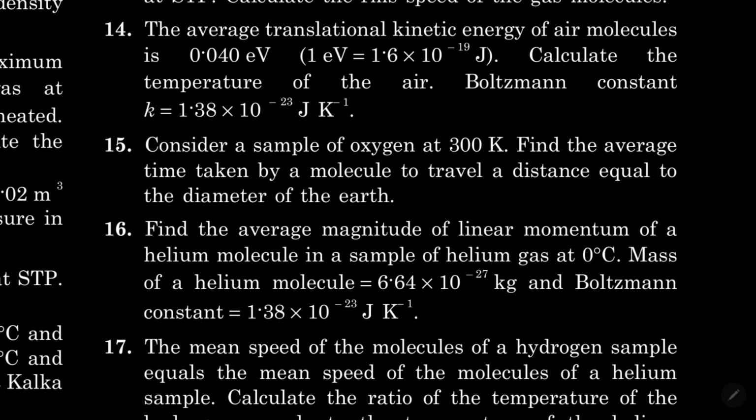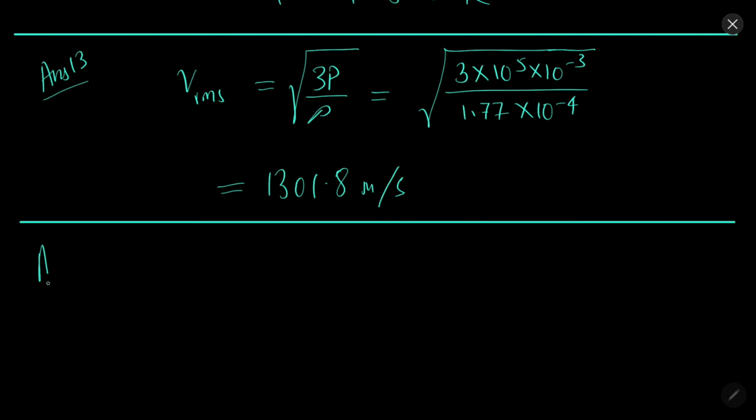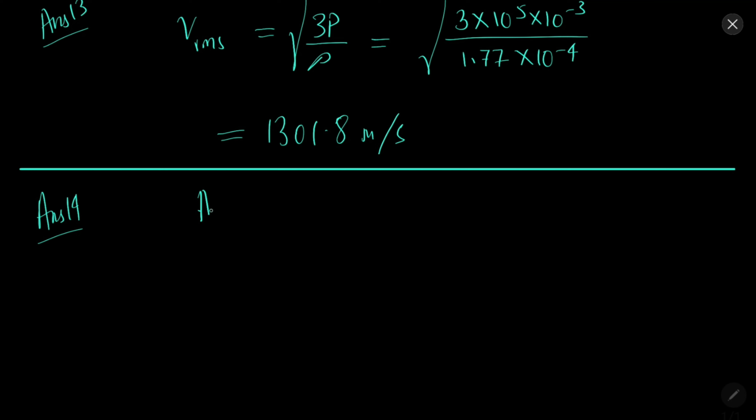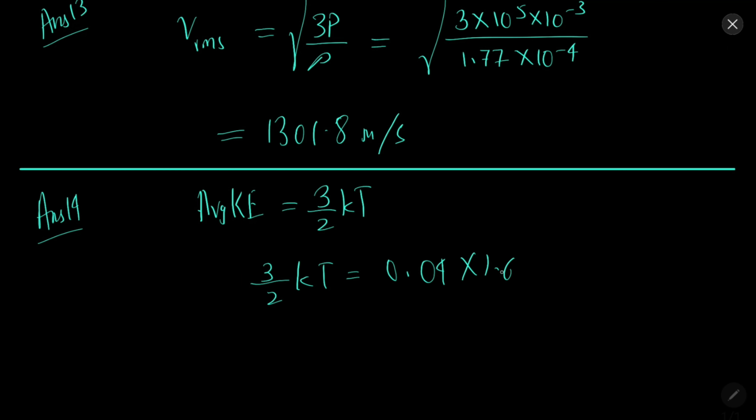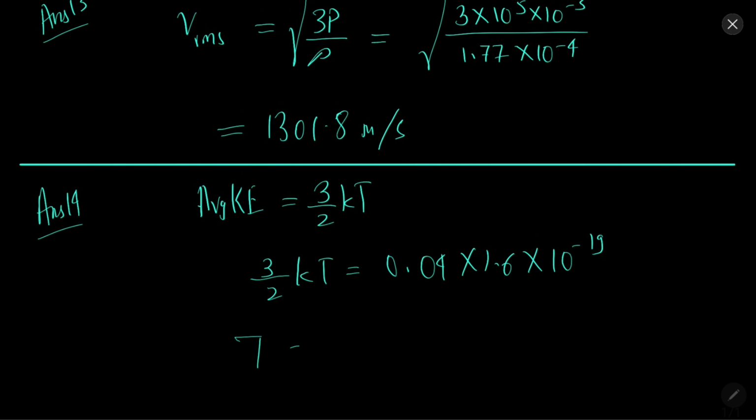Question 14. We need to calculate the temperature of the air. Solution 14. So average kinetic energy is 3 by 2 kT. So 3 by 2 kT equal to 0.04 into 1.6 into 10 to the power minus 19. So T will be equal to 309.178 Kelvin approximately.